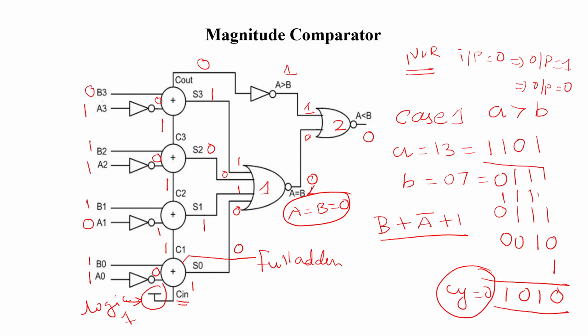So this circuit represents 3 outputs: A greater than B, A equal to B, A less than B. In these 3 outputs, only this output is set to 1. So A is greater than B. The remaining two outputs are false. So after comparison, the circuit will give the result that A value is greater than B. Likewise, we will check another case.